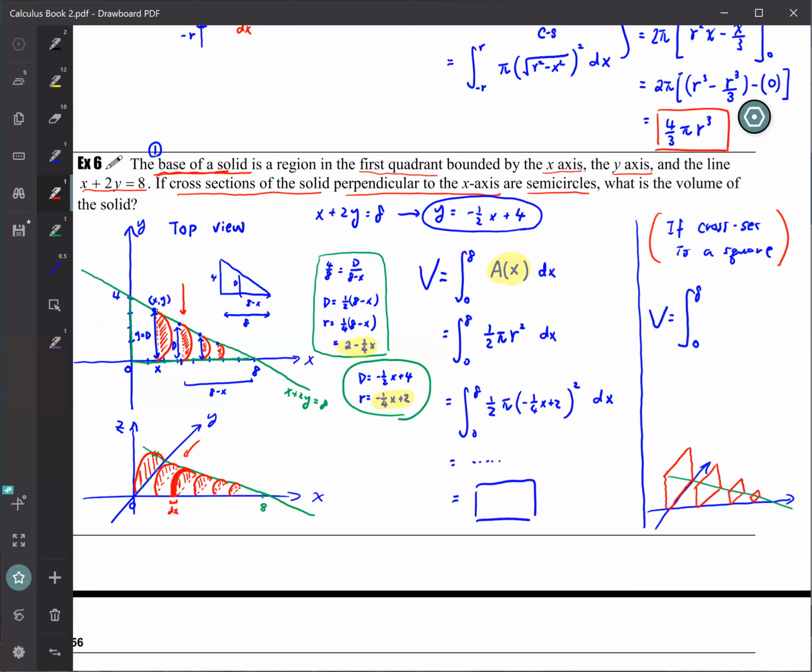Does anyone have questions about the semicircle one? Okay, it's a square, right? So think about what's the formula for finding square.